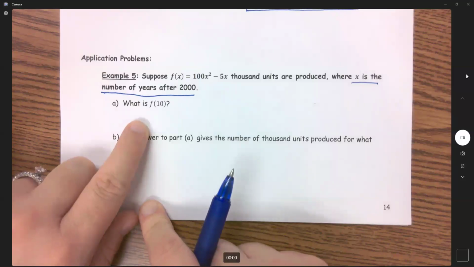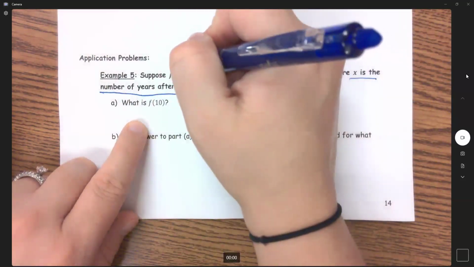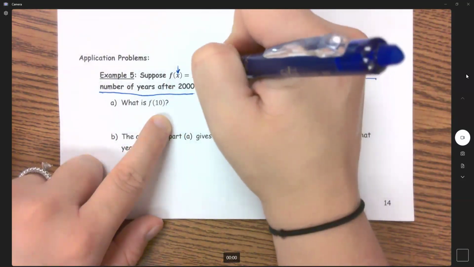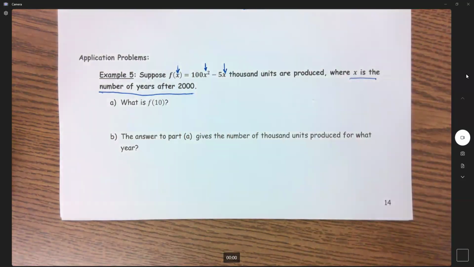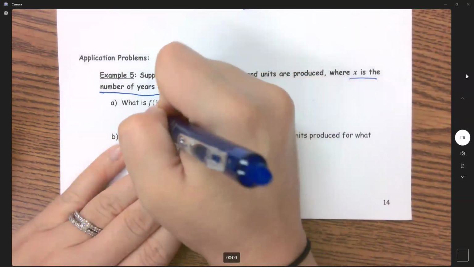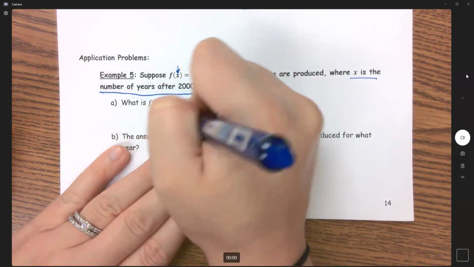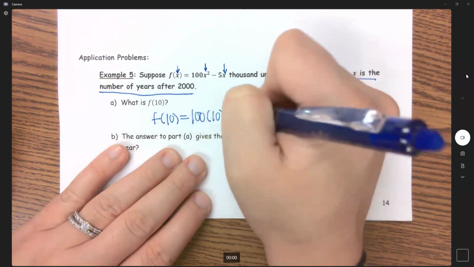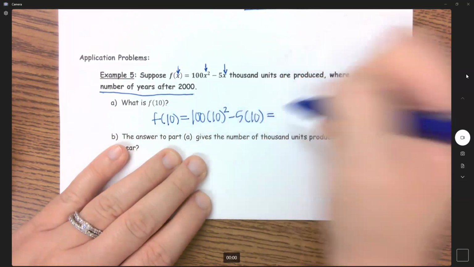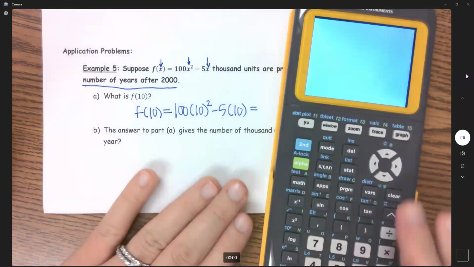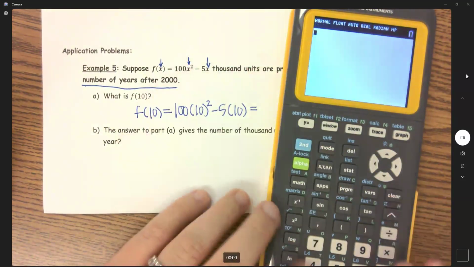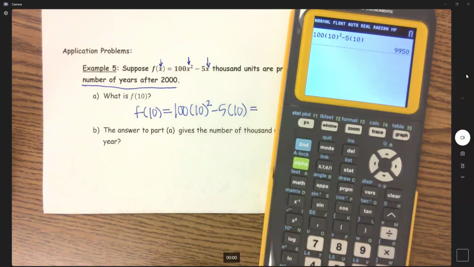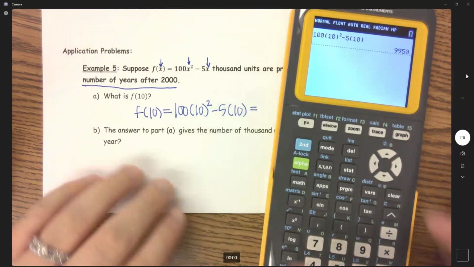So what is f of 10? That means they are replacing this x with 10. So we are going to replace every x with 10. So f of 10 equals 100 times 10 squared minus 5 times 10. And I get 9,950.